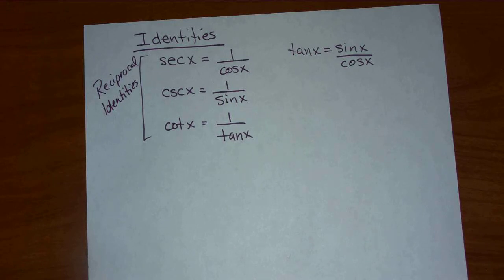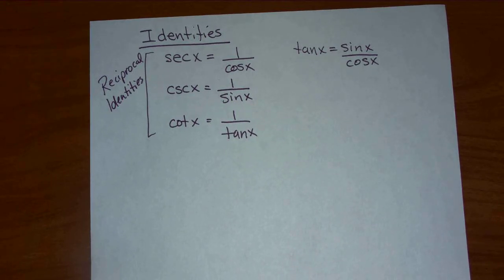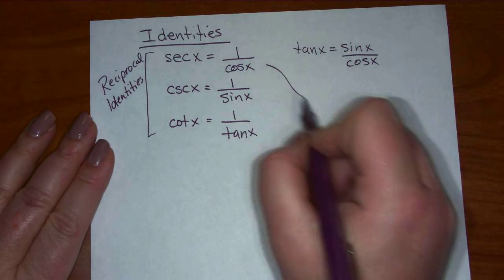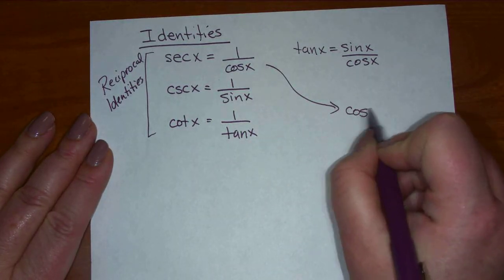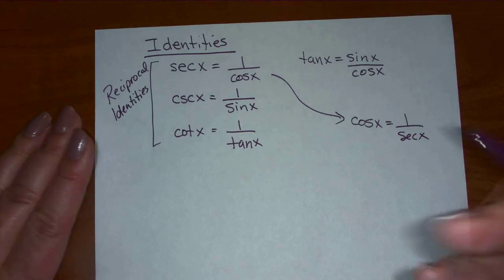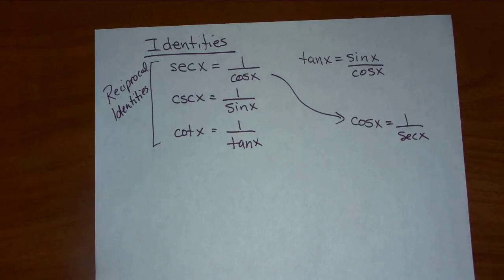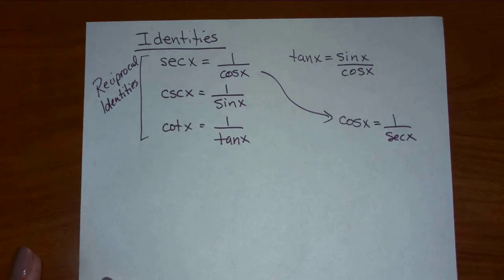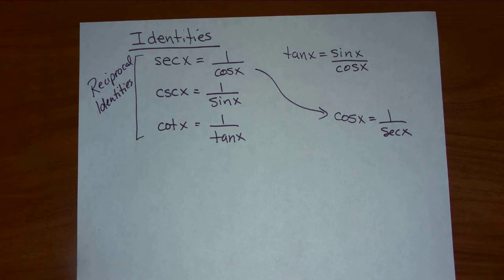Which also means that, if you have cos, you can write that as 1 over secant. They're the reciprocal of each other. Does that make sense? So you can write them either way, and it's the same thing. They mean the same thing. Okay, those are the reciprocal ones, so you do need to know those. There's 4. The next are the odd even.